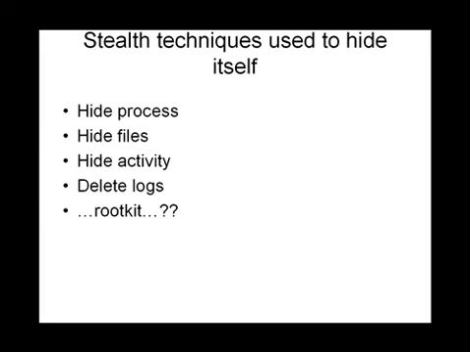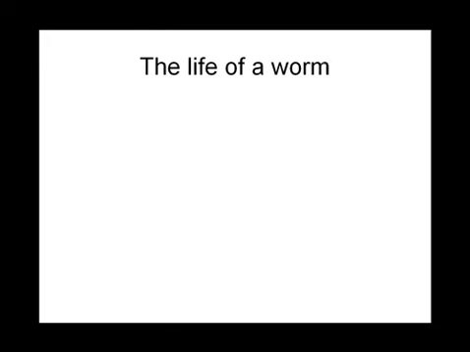So you may need to hide the processes, hide the files, hide activity, maybe even delete some of the logs on the remote system to evade detection from where the worm actually came in, to make backtracing more tough. Or maybe even go ahead and install some sort of a custom rootkit to evade detection. So some of these stealth techniques I've just outlined here, we might discuss some of them in the coming videos.